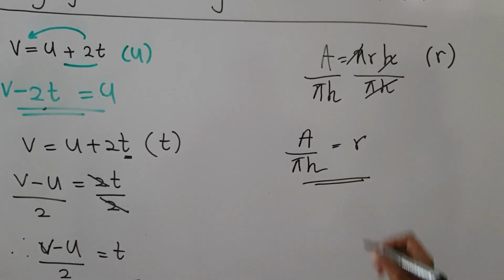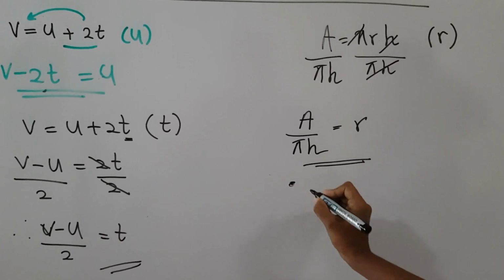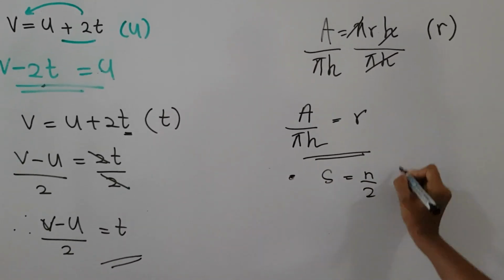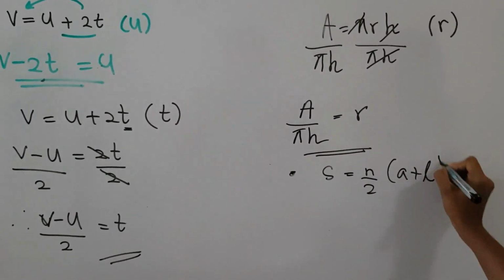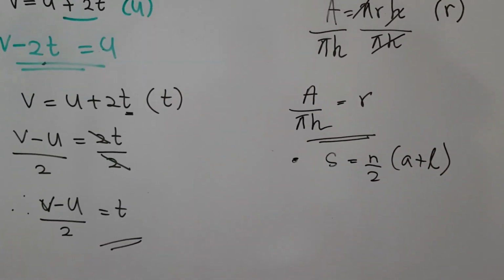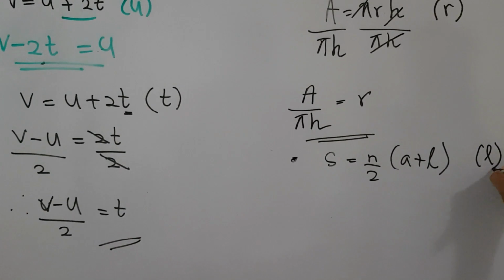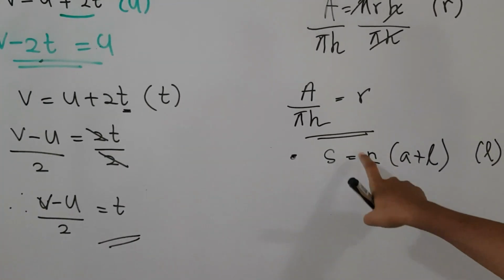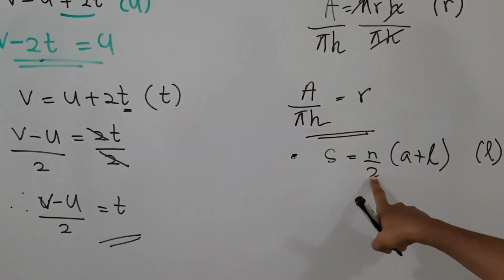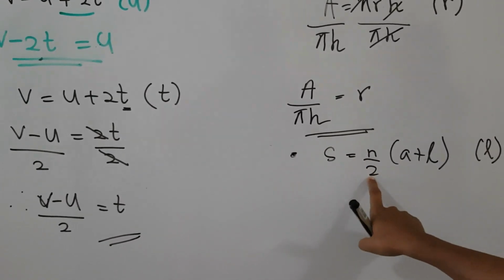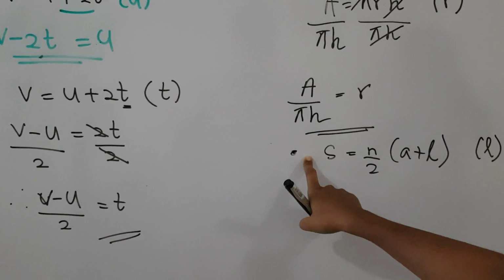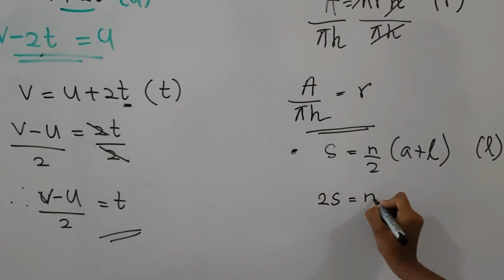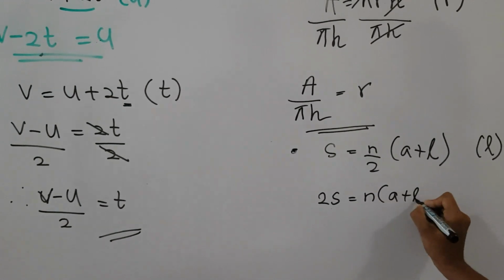Now let's see a final example, when you have S is equals to N over 2 into A plus L, and they ask us to make L the subject. You can see there's a fraction. This N is a multiplication, 2 is a division. So we start with the 2. Send it to the other side, division becomes multiplication. So 2S is equals to N into A plus L.